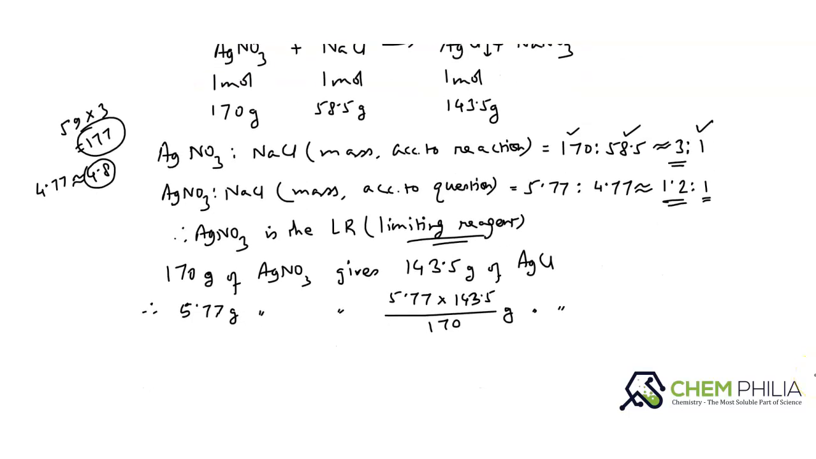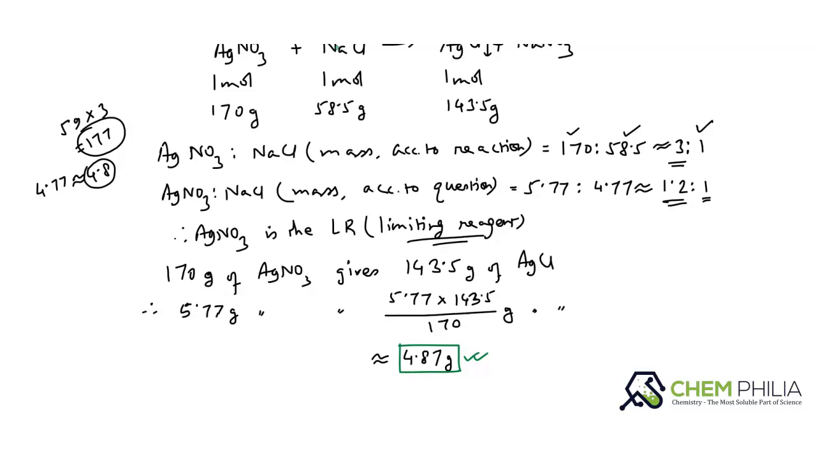Okay, so it will be around 4.87 gram. Clear? So 4.87 gram of AgCl will be precipitated. So this is the answer of this question.